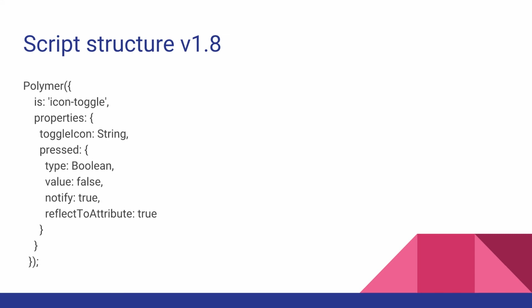So the script structure for 1.8 or 1.ish also, as I said before, has this connection to the DOM module above, and then you have some properties. You could have strings, for instance, with this short notation, and then you can have a little bit more of a verbose notation, where you have the type, the default value, whether this should notify other components that this binding has changed, or whether it should reflect back out of the component to the attribute of the component, so you can have two-way binding.